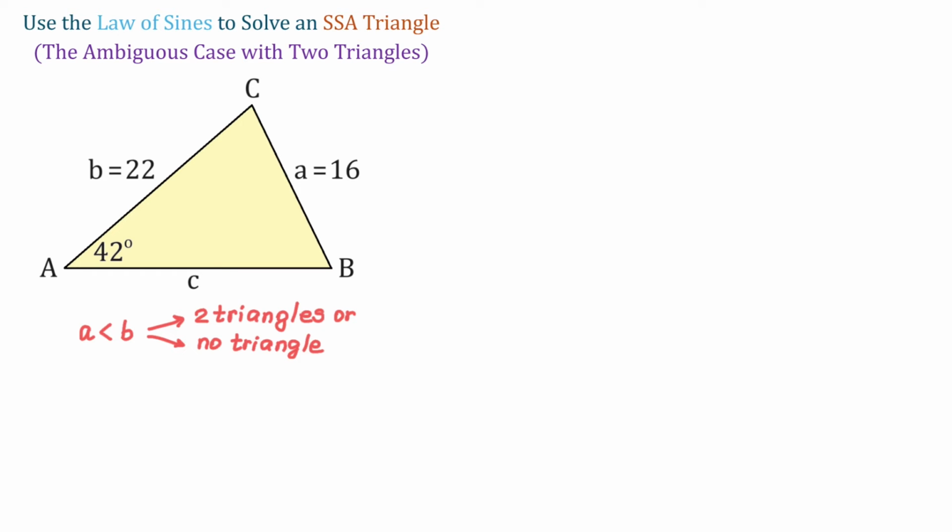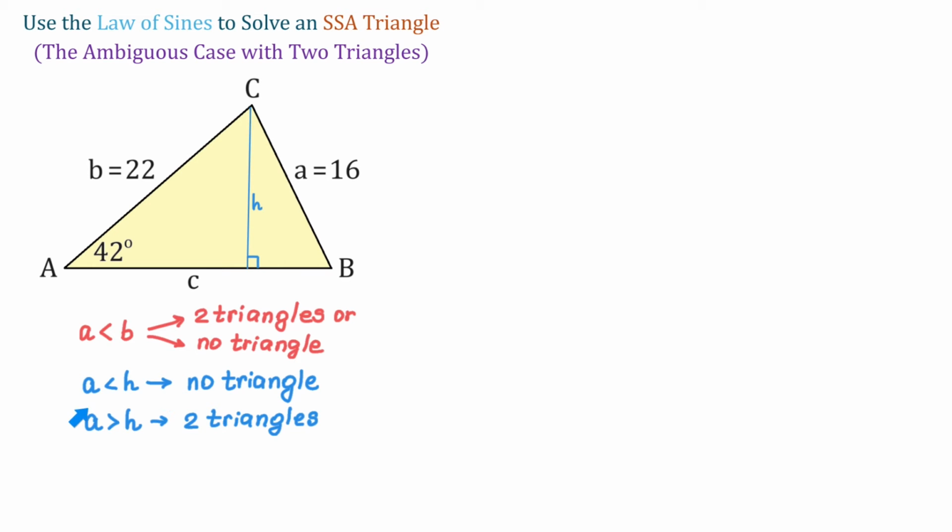Now, one method of finding if the given information will result in two triangles or no triangle is to find the height that we can draw from point C. Then, if A is less than H, we will have no triangle, but if A is greater than H, we will have two triangles. So then, we will start by finding H.